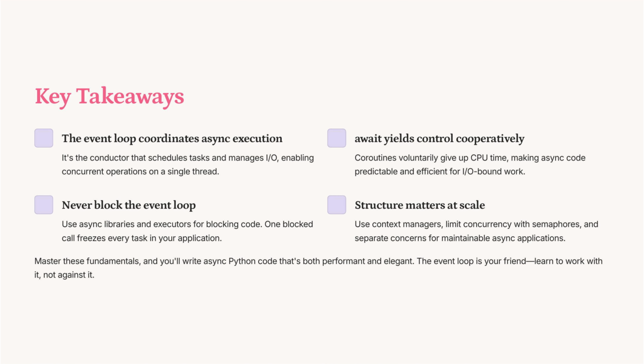The event loop orchestrates asynchronous execution, scheduling tasks and managing input-output for concurrent operations on a single thread. Coroutines yield control cooperatively, enhancing predictability and efficiency in input-output bound tasks. Avoid blocking the event loop. Use asynchronous libraries and executors. Structure your code with context managers and semaphores for scalable, maintainable asynchronous applications.